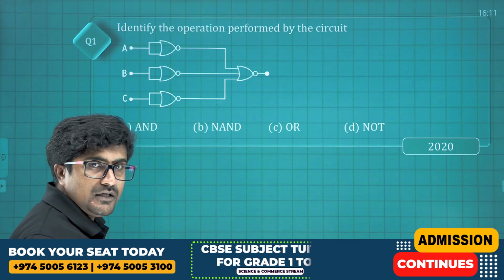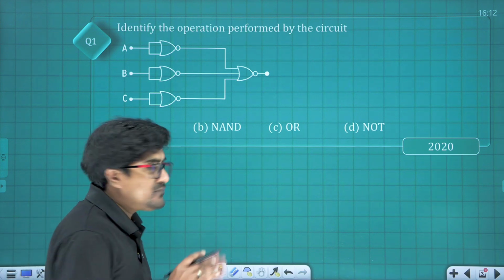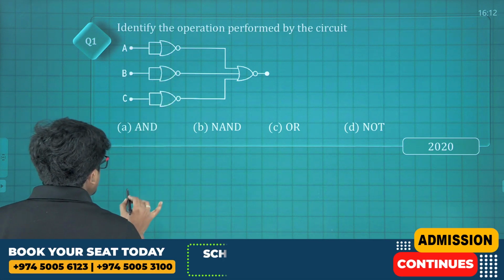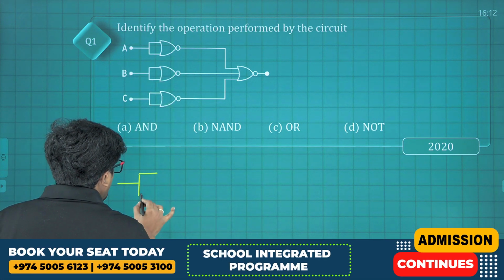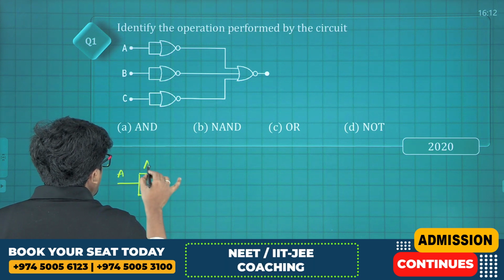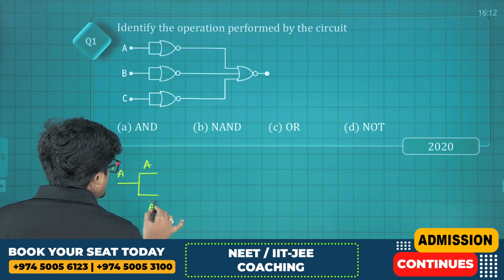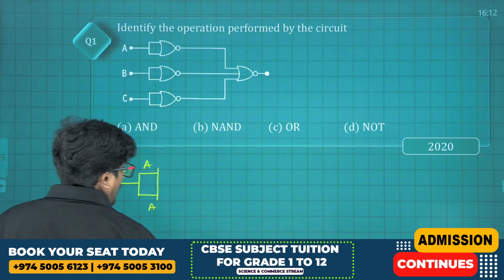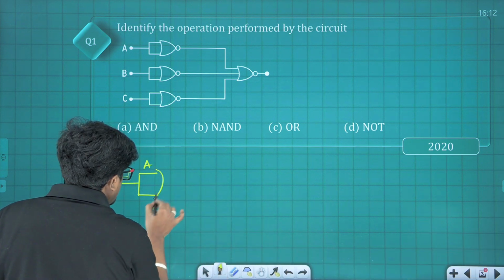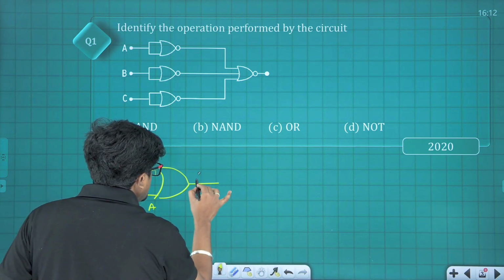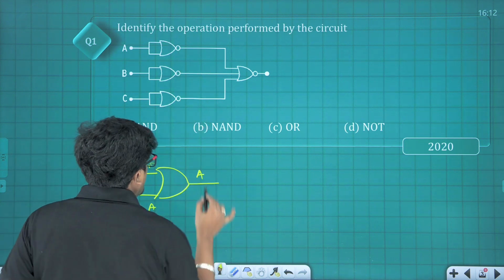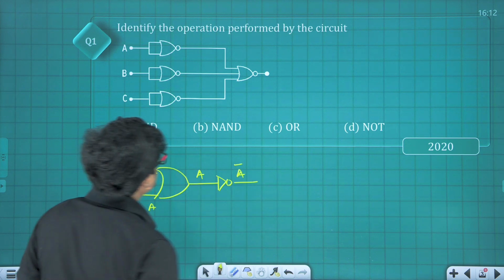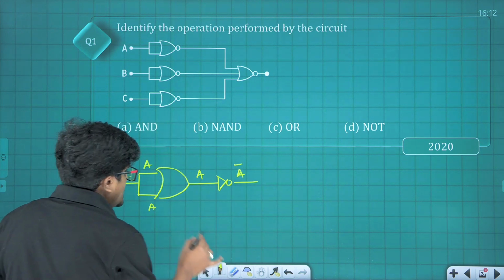So here you can see a logic circuit and we need to identify what is the operation which is being performed here. Just try to understand. Here this is A going in. If this is A, this one is also supposed to be A, as well as this one is also supposed to be A. Then it's an OR gate. Here this is supposed to be again A only, and followed by a NOT gate, so it's going to be A bar.